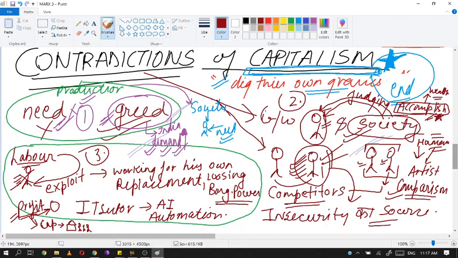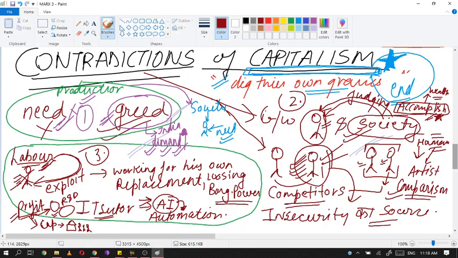R&D. More R&D, more technological ease. In IT sector, what are people working on? Artificial intelligence. Today you are working on artificial intelligence. Tomorrow it will remove your job. It will automate everything. What will you work on then? So your labor is working against you. You yourself are helping your exploitation. You are working for the capitalist in your exploitation.